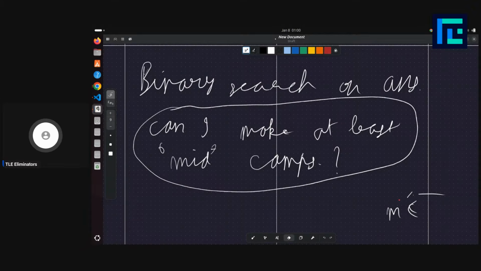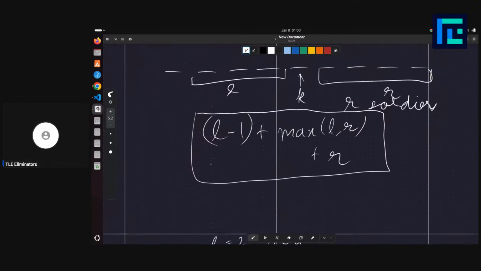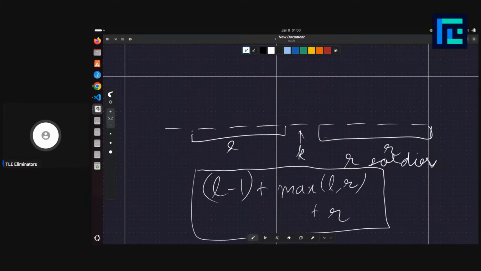But there is one problem: this mid is the total number of camps. This mid is the total number, but we only have L and R. We have the formula in terms of L and R. If I have L on the left side and R on the right side, then only do I have the formula for the minimum amount of time. But if I have the total length, then I can't say, because it might be any break of L comma R. I don't know how to break L and R.